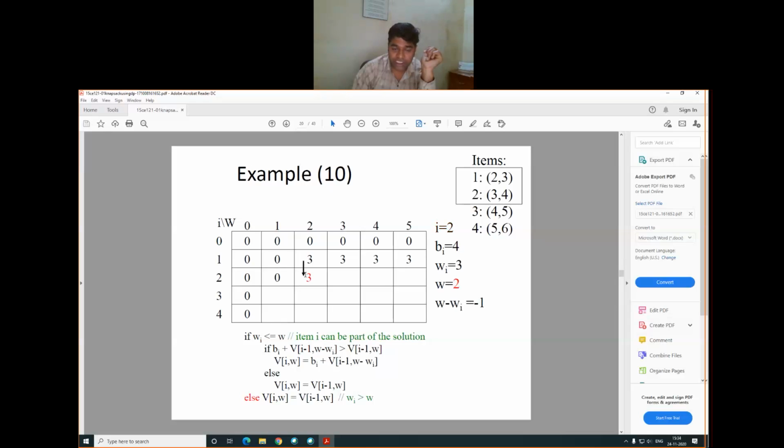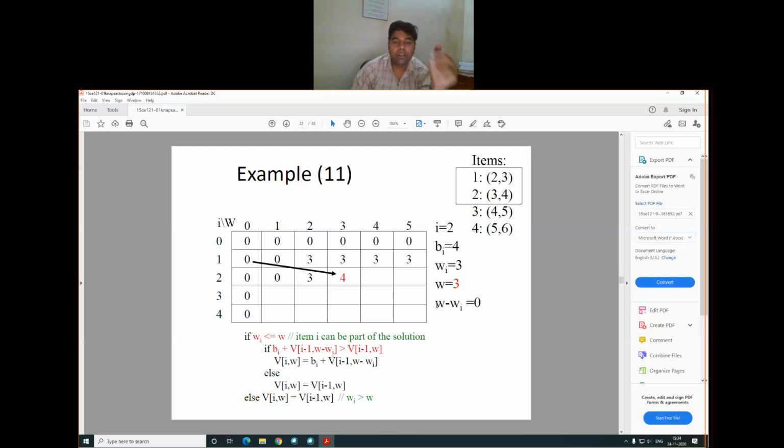Okay, next we have w is equal to 2. Okay, and it is again the else part. Why? Because again we have a negative value for w minus wi, so after the computation, v of i,w is equal to v of i minus 1,w, that will become 3.